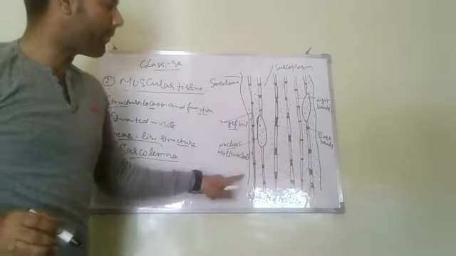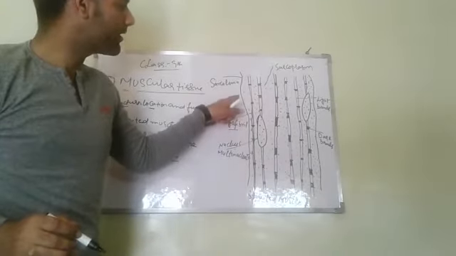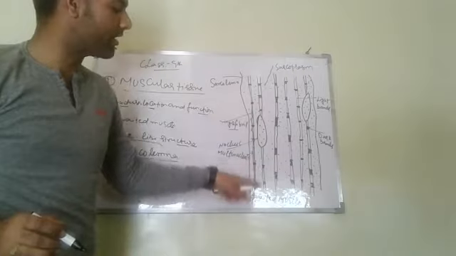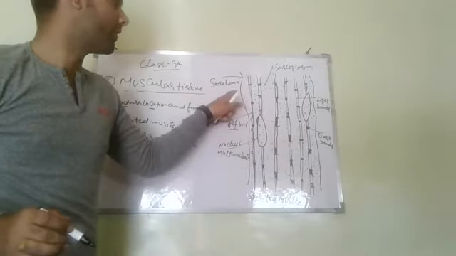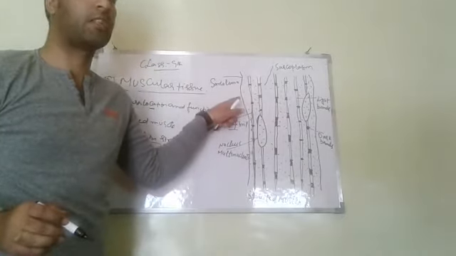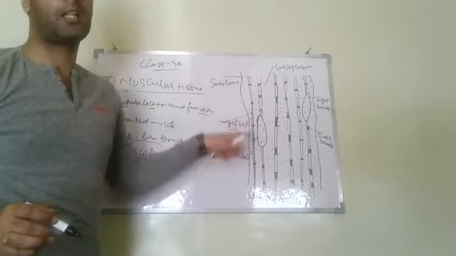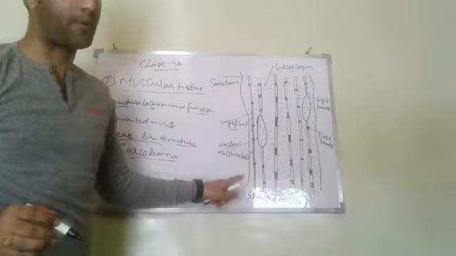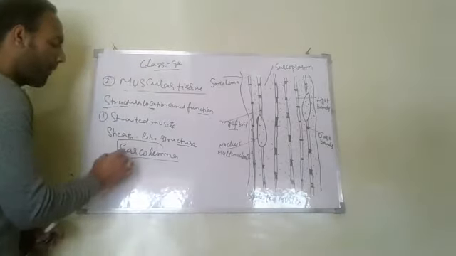Look towards this diagram I have shown here. This is the sheath-like structure in which this striated muscle fiber is enclosed. This is known as sarcolemma. On this side, this is sarcolemma, the sheath-like structure on the outside of this striated muscle fiber.